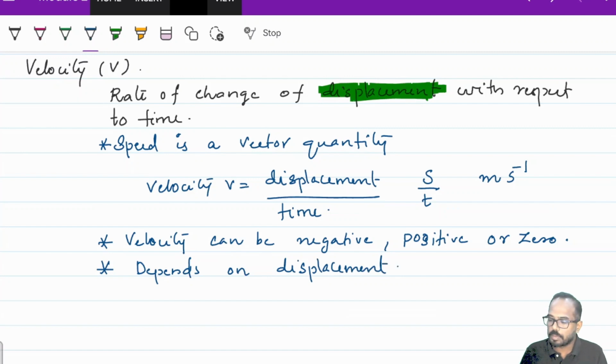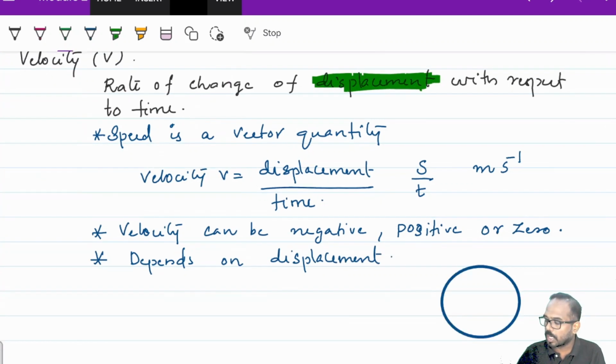How can velocity be zero? Consider an object moving in a circular path that completes one complete revolution. That means starting from point A, after one complete revolution, it has reached the same point A. What will be the displacement? Displacement is the shortest distance from the initial to the final point. The initial point and final point are the same, so displacement is zero. So velocity will be zero for one complete revolution.